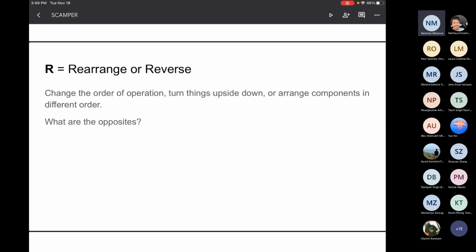Correct. And my second question is, who uses SCAMPER? Is it the developers? Is it the whole dev team in general? And at what point, let's say after a release of a product, would we want to use SCAMPER?